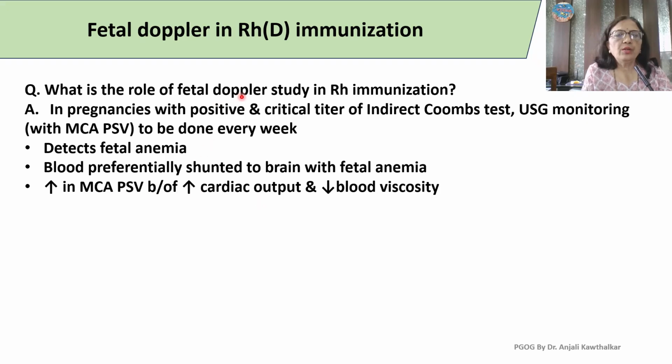What is the role of fetal Doppler study in Rh immunization? In pregnancies with positive and critical titer of indirect Coombs test, ultrasonography monitoring with middle cerebral artery peak systolic velocity is to be done every week. It detects fetal anemia. Blood preferentially is shunted to the brain with fetal anemia, and that is why there is an increase in the peak systolic velocity of the middle cerebral artery, because of increase in fetal cardiac output and reduction in blood viscosity.